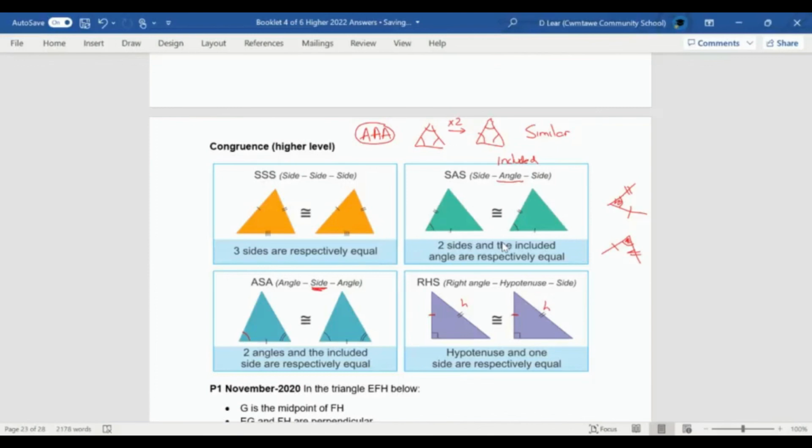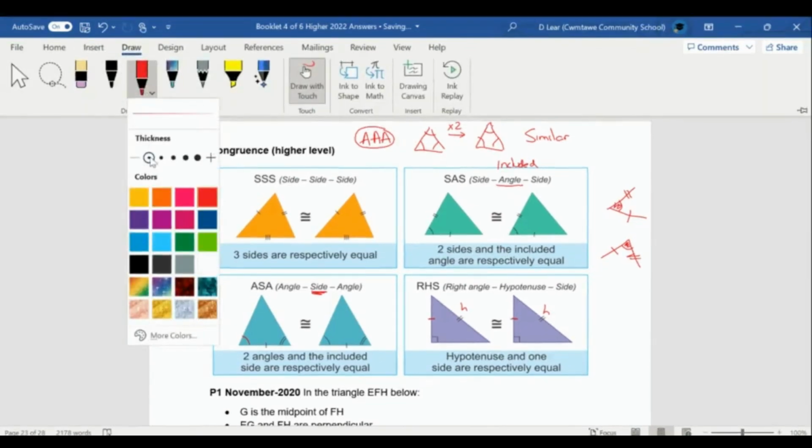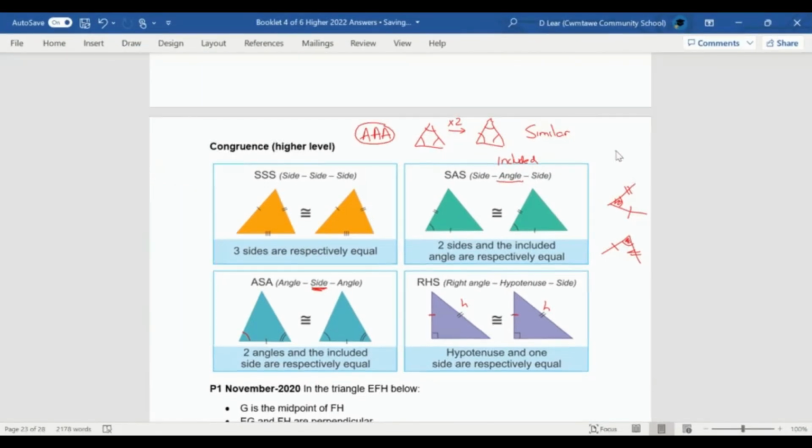And finally, congruence, a higher level thing. I've done some scribbles on here already. I'll just talk about what those scribbles are, okay? What I want to say about this is congruent means identical. Proving the 2 triangles are identical. Now, there are 4 ways we can prove 2 triangles are identical.